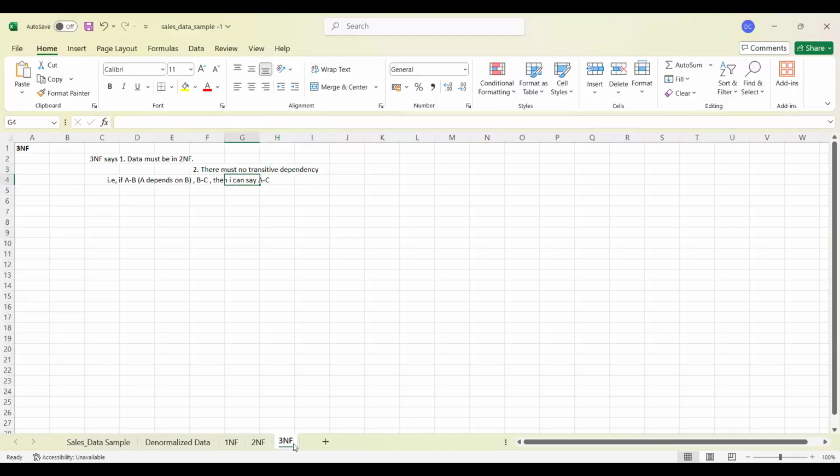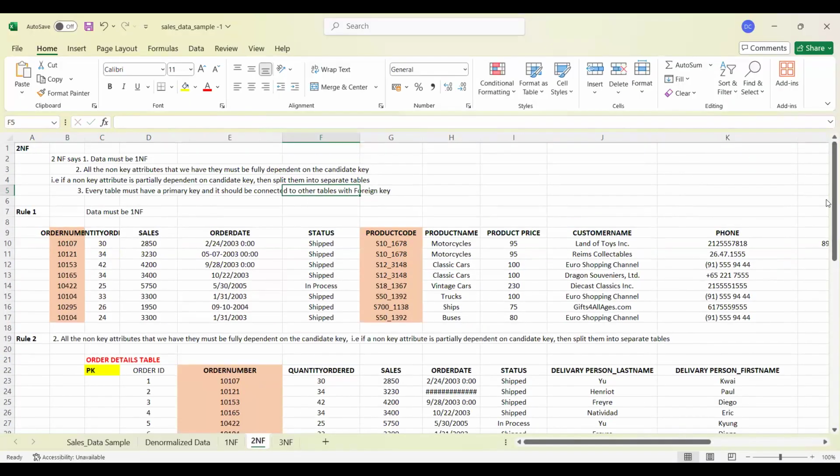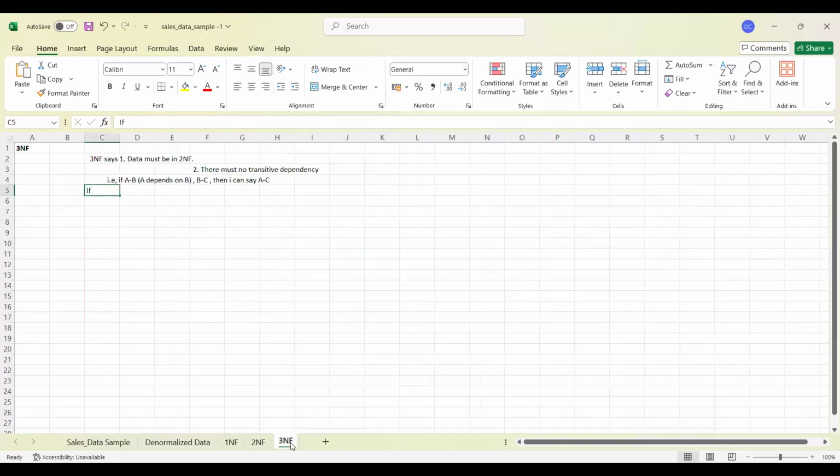If there is a transitive dependency, we need to split the columns. Let me write it here. Again, the same concept as how we saw in 2NF. If there is no full dependency, we will split them into separate tables, right? In the same way, there should not be transitive dependency.